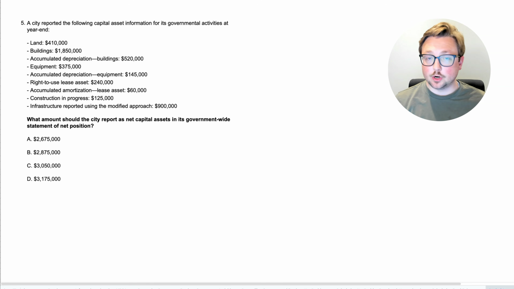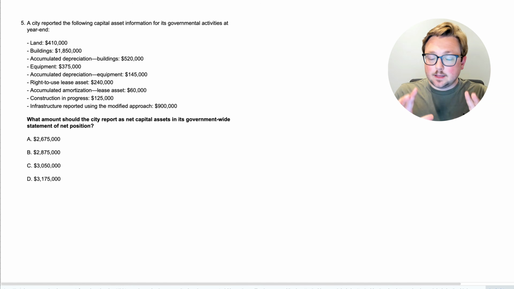They had land of $410,000, buildings $1,850,000, accumulated depreciation on those buildings of $520,000, equipment of $375,000, and the accumulated depreciation on that equipment was $145,000. They had a right to use lease asset of $240,000, and there was accumulated amortization on that lease asset of $60,000. And then there was construction in progress of $125,000. And then there was infrastructure reported using the modified approach for $900,000. We just talked about the modified approach.